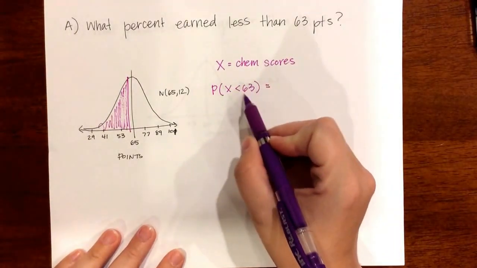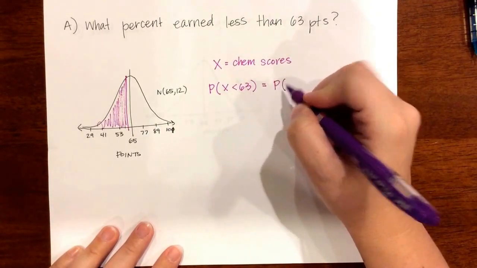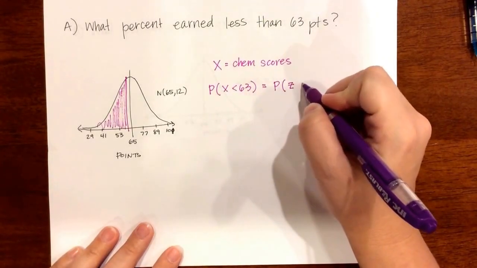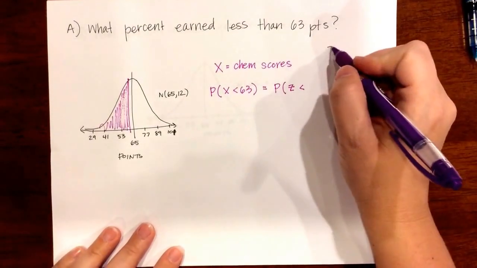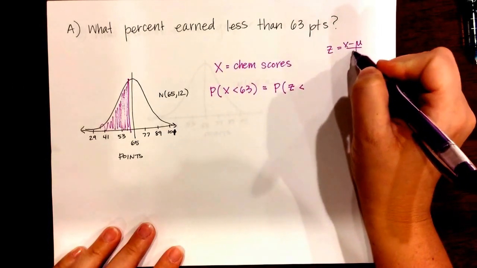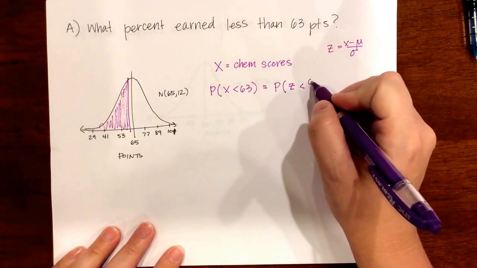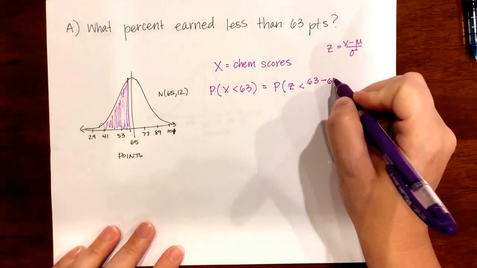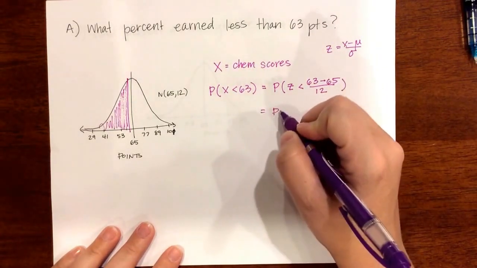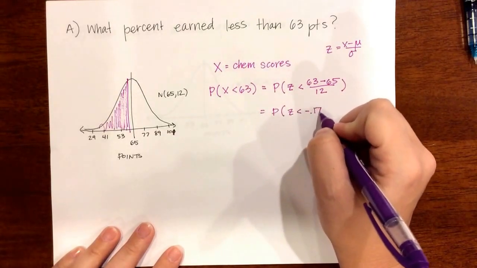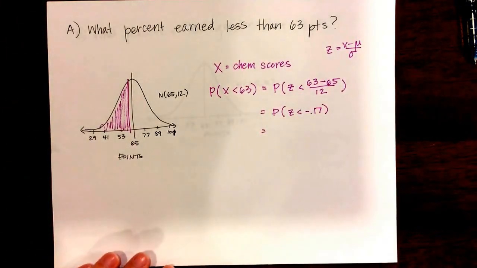I'm going to change 63 points into a standard score, or a z-score. The way I'm going to do that is convert that x to a z, using the z-score formula: x minus mu over sigma. Here's my x. My mu was 65, and my sigma was 12. With a little arithmetic, which I did for you already to save time, the z-score is going to be less than negative 0.17.